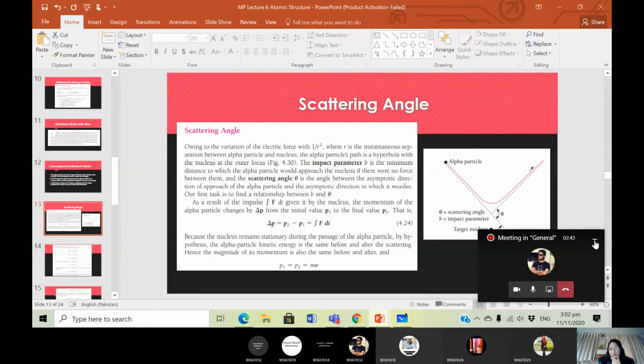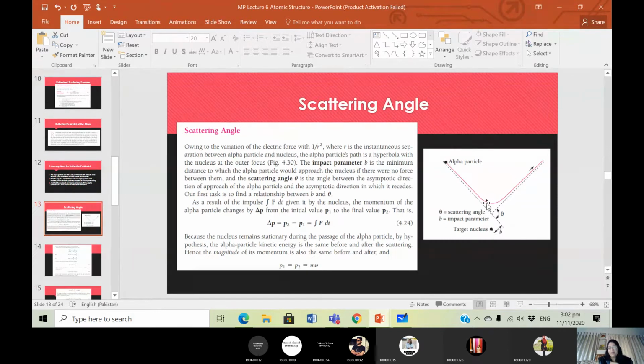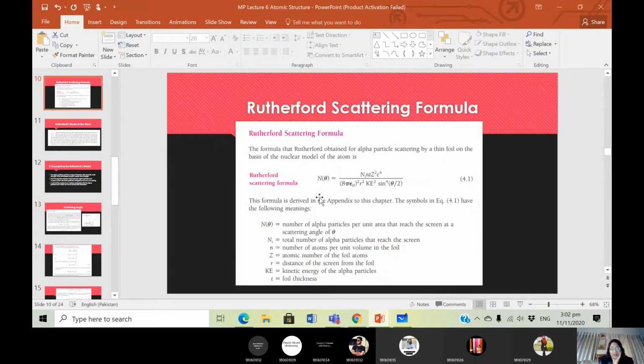So basically, if this is the incoming direction of the alpha particle, then theta is the angle between the line of the incoming alpha particle and the line of the deflection, okay? So theta is that angle. And N of theta is the number of alpha particles per unit area that reach the screen at the scattering angle theta. So we have to derive this formula, where N is in terms of these other variables here.